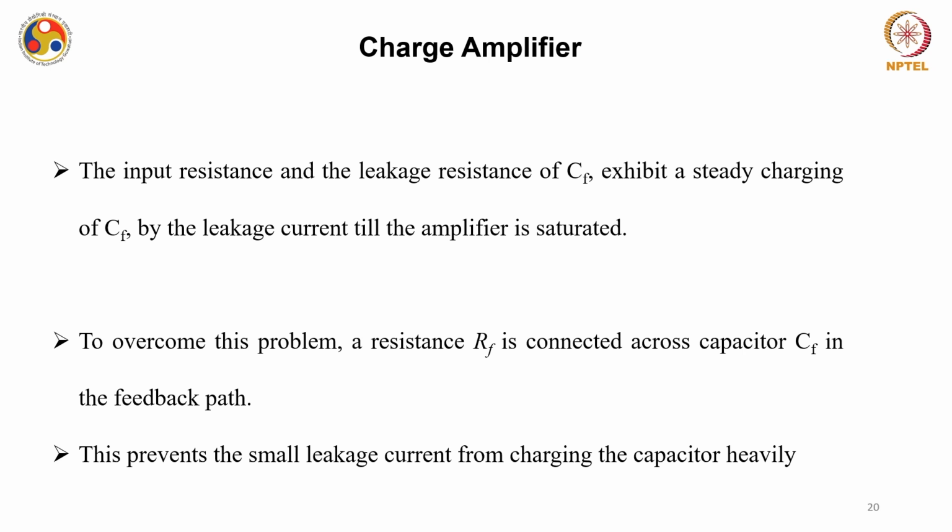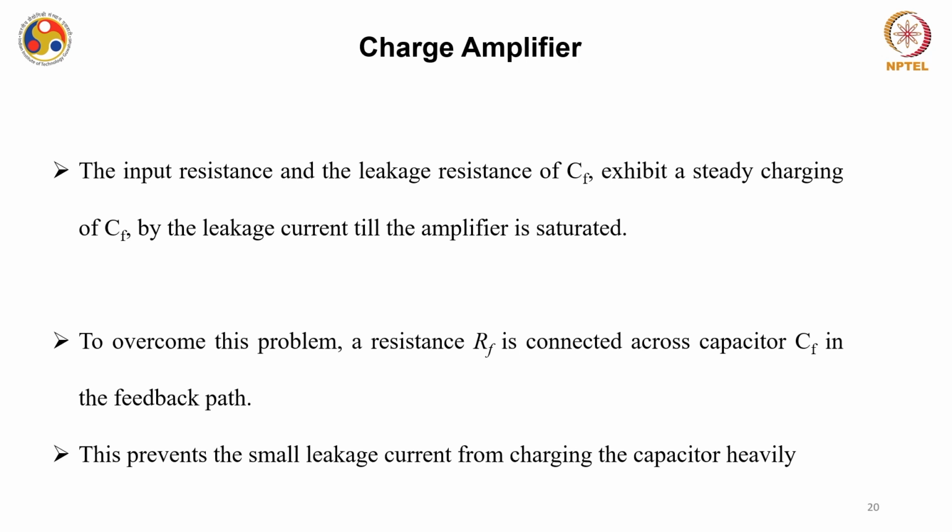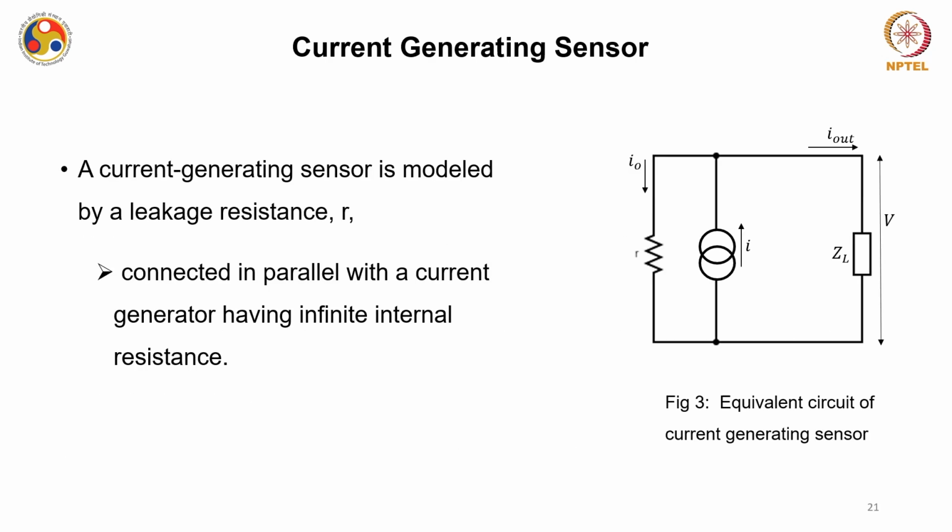However, to overcome this problem, we can use a feedback resistance Rf, similar to what we have seen in the previous case, which is connected across this feedback path, in parallel with the feedback capacitance. This prevents the small leakage current from charging the capacitance heavily. Fine. So that is how a charge amplifier is used to sense the charge as well as to amplify that charge, or to convert that charge into voltage.